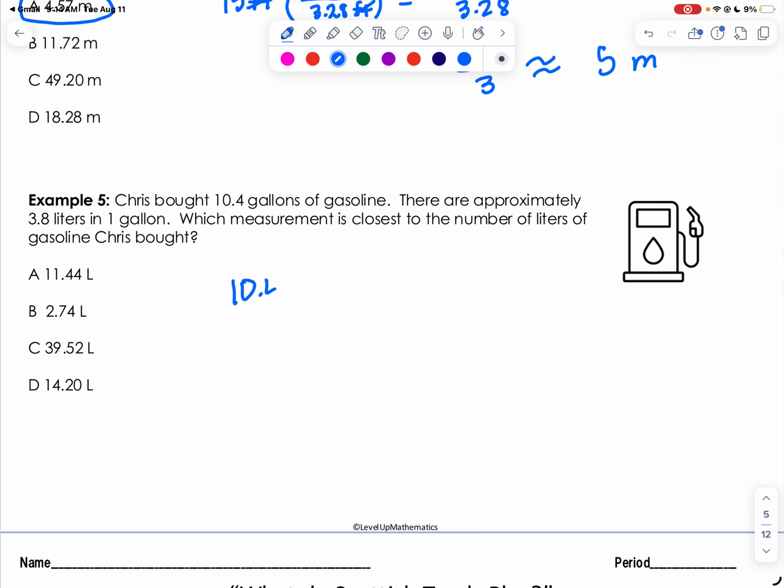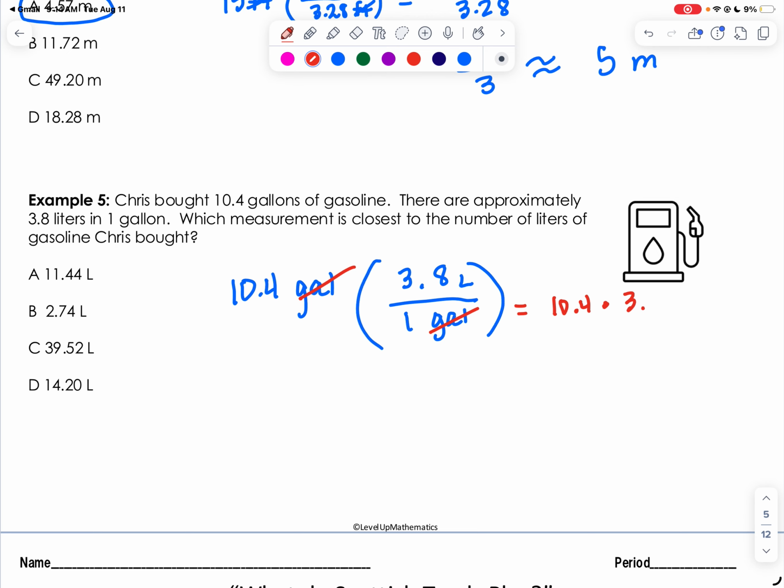So that's our original amount, 10.4 gallons. And there are approximately 3.8 liters in 1 gallon. So I'll put the 1 gallon on the bottom and the 3.8 liters on the top. The gallons will cancel out, and we're left with 10.4 times 3.8. Now, since we're just estimating here, I'm going to estimate the 10.4 as 10, and I'll estimate the 3.8 as 4. So that's approximately 40 liters.